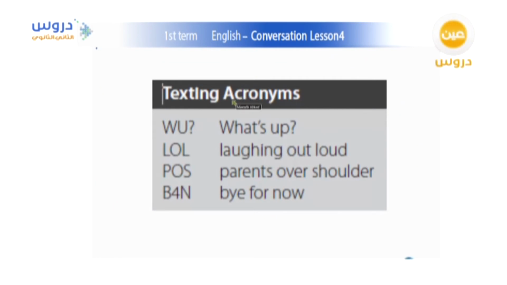As you said, texting acronyms, here are the most used ones, like WU, which is what's up. It's like, hi, what's going on? How are you? All right? And LOL, laughing out loud or laugh out loud. POS, parents over shoulder. It means once you chat, your father or your mother or your uncle, someone is behind you. So you're giving a warning. Maybe your grandfather, your grandmother, or even your father does not know this. So you're giving your friend a warning: I have my parents reading my laptop. POS, they are watching you.